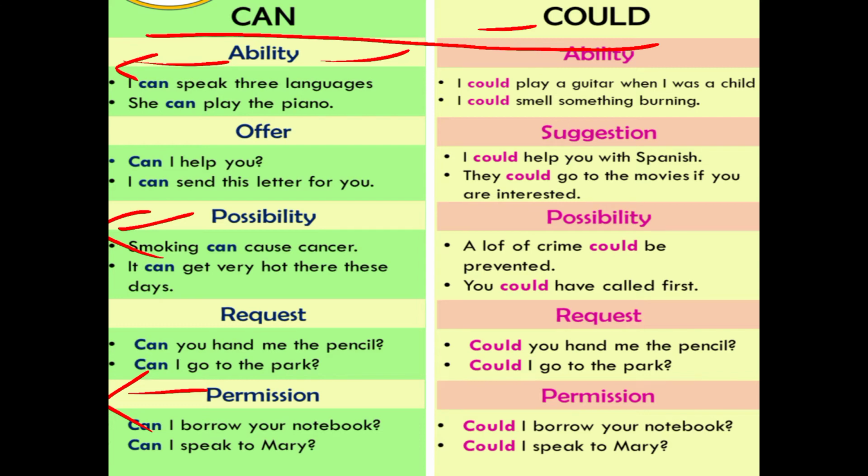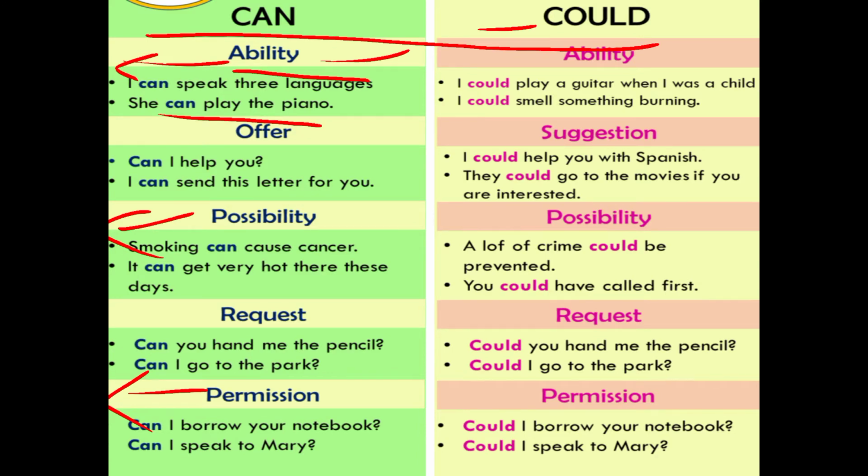Now you have to see here: I can speak three languages. It means the ability of a person is that he can speak three languages. So he or she is able, ability है उसके अंदर. She can play the piano. In this you can check that it is showing the ability also, means that everybody cannot play the piano, but she can play the piano.